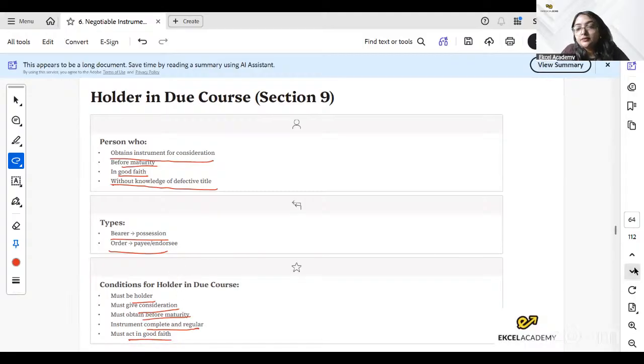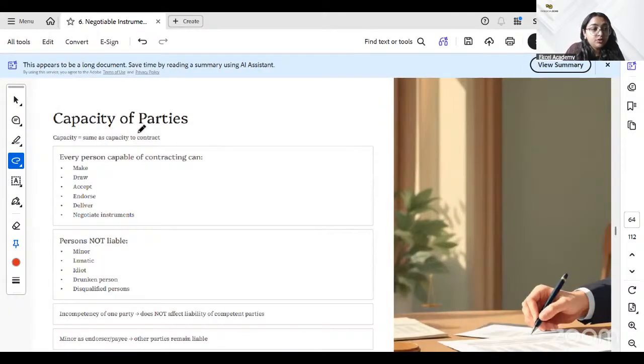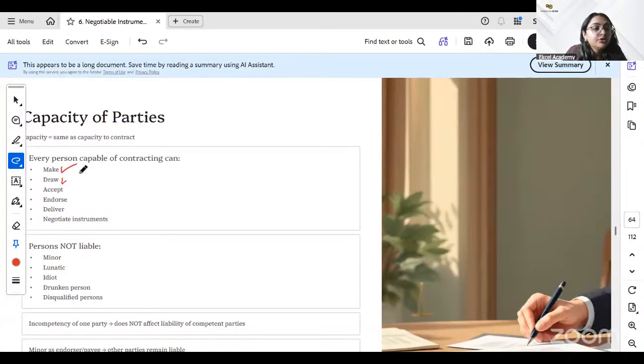Okay. Next, capacity of parties. This is something like your competency to contract. So capacity is the same as the capacity to contract. Every person capable of contracting can make, draw, accept, endorse, and deliver negotiable instruments. Quick reminder: who is capable of contracting? A person who has attained maturity, that is more than or equal to 18 years of age, someone who is of sound mind, and someone who is not disqualified by law.